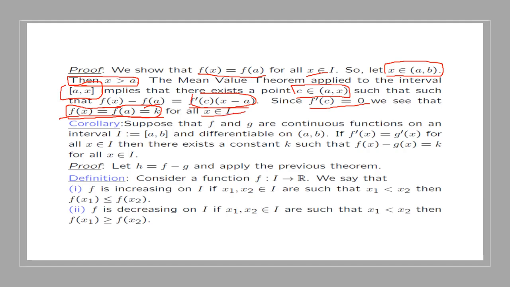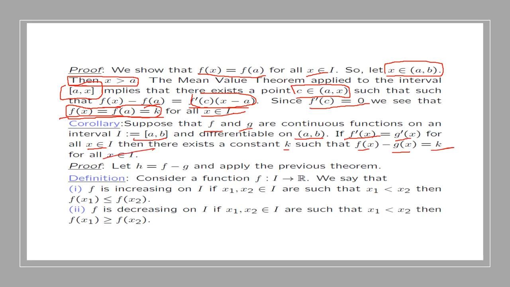So for this corollary here, we have f and g, which are continuous functions on the closed interval AB and differentiable on the open interval AB. If f prime x is equal to g prime x for all x in I, then there exists a constant k such that f of x minus g of x is equal to that constant k for all x in I.